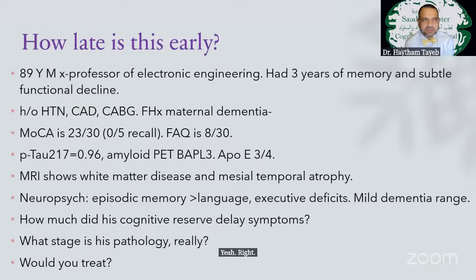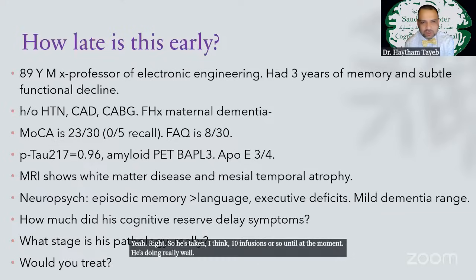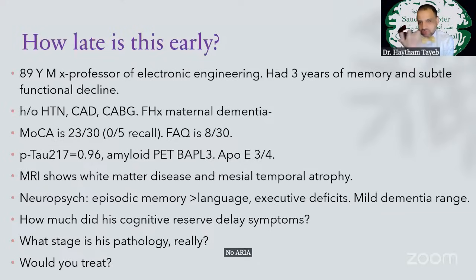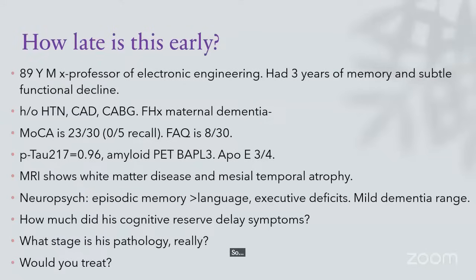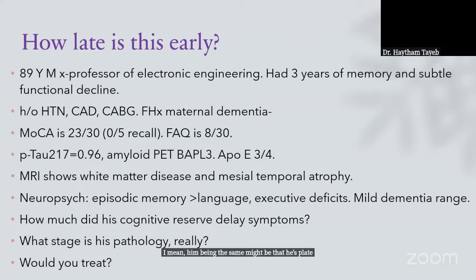So he's taken, I think, 10 infusions or so until now. He's doing really well. No ARIA. I mean, he's doing okay. There's nothing major to report, obviously not better, but the family seems to be saying that he's the same. Is he declining? Him being the same might mean that he's plateauing. I mean, the scores are the same.